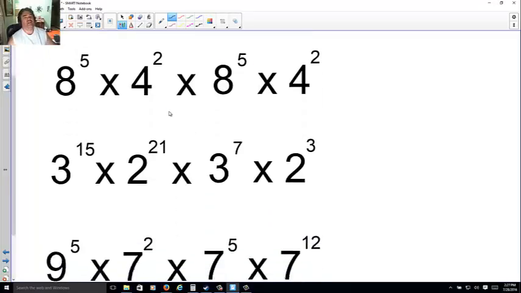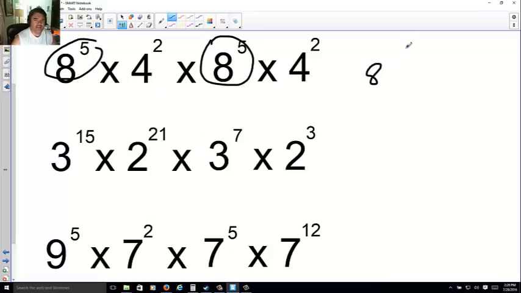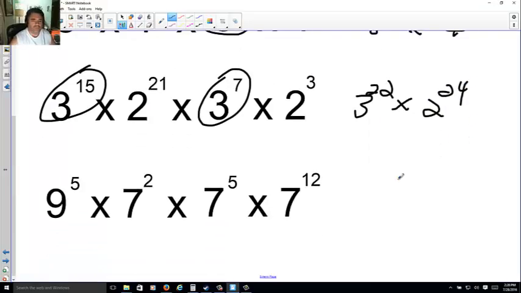You try. Combine the like base exponents. Go ahead. Well, hopefully you combine these two and get 8 to the 10th. And here you get these two times 4 to the 4th, because there's 4 4s basically now. Here are 3s, 15 and 7 make 22, so 3 to the 22nd times. I have 21 2s and 3 more 2s, so I have 2 to the 24th.